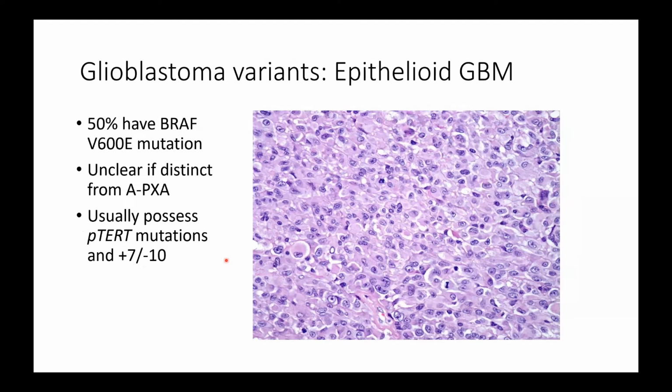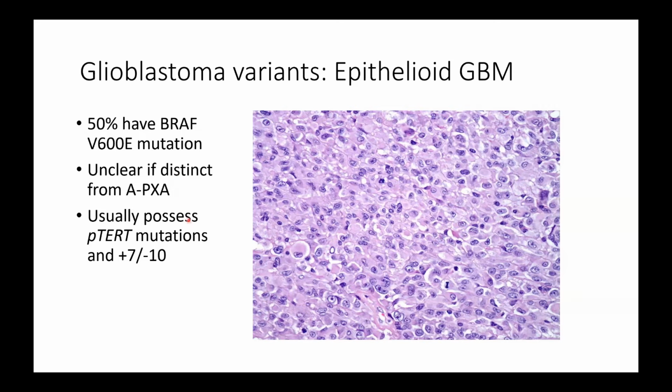Finally, epithelioid GBMs can have very prominent epithelioid or even rhabdoid morphology. These are frequently associated with BRAF activating mutations, although they're certainly not present in all of the cases. There's been some debate as to whether these tumors represent true anaplastic pleomorphic xanthoastrocytomas. Those are more of a pediatric type circumscribed glioma with BRAF alterations that predominate.